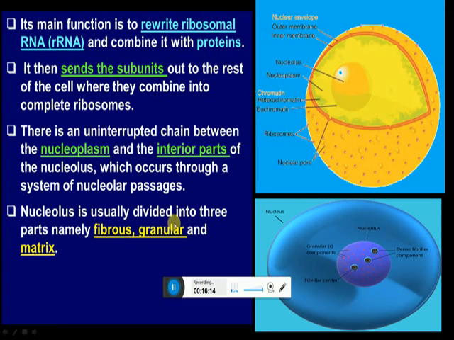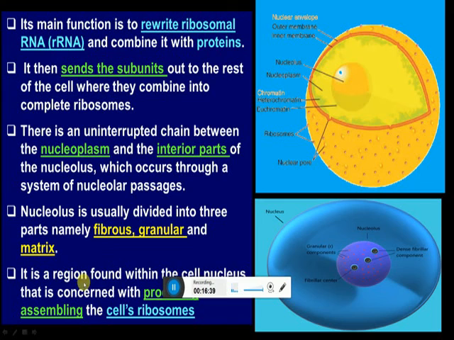The nucleolus is usually divided into three parts, namely fibrous, granular and matrix. We have already seen this as the first point. This is the granular part, pink color dots, that is granular components. Then some fibrous components are there in the nucleolus and dense fibrillar components are there. So fibrous, granular and matrix are the parts of the nucleolus in its composition. So this is the nucleolus. It is the region found within the cell nucleus that is concerned with protein assembling and cell ribosomes. It is a rewrite of the function, same thing.